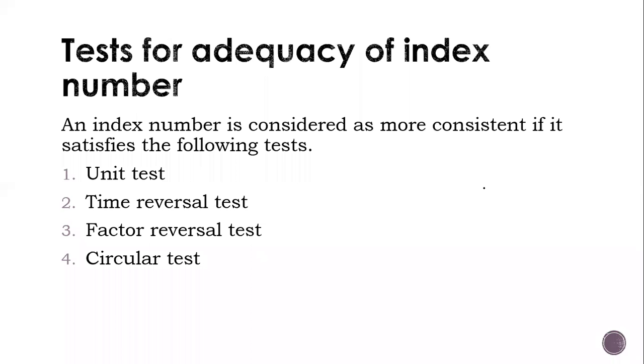The next topic, test for adequacy of index number. Now, you have learned all the formulas, various methods for the construction. To construct an index number, you used various formulas: Laspeyres, Paasche, Drobisch, Bowley, Fisher, Kelly's. You have used all the formulas and methods.